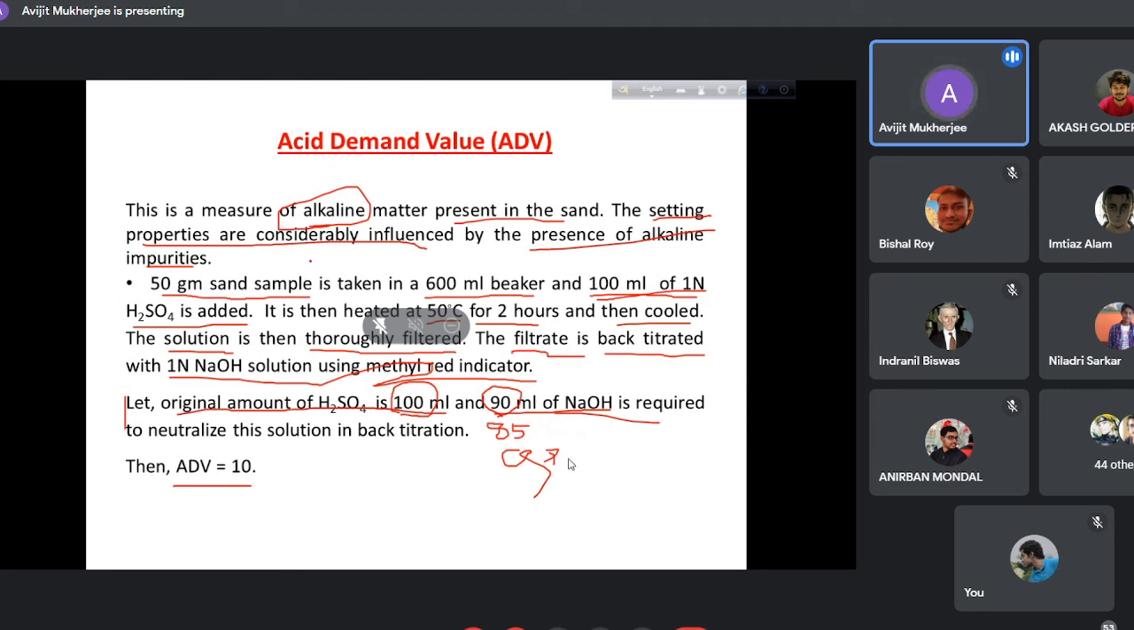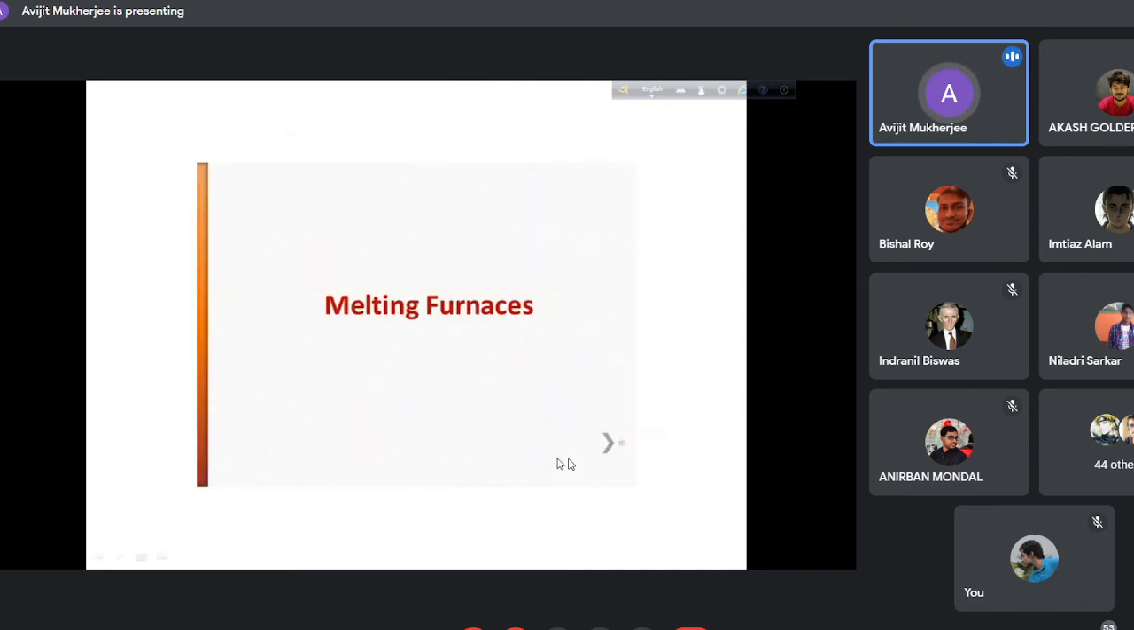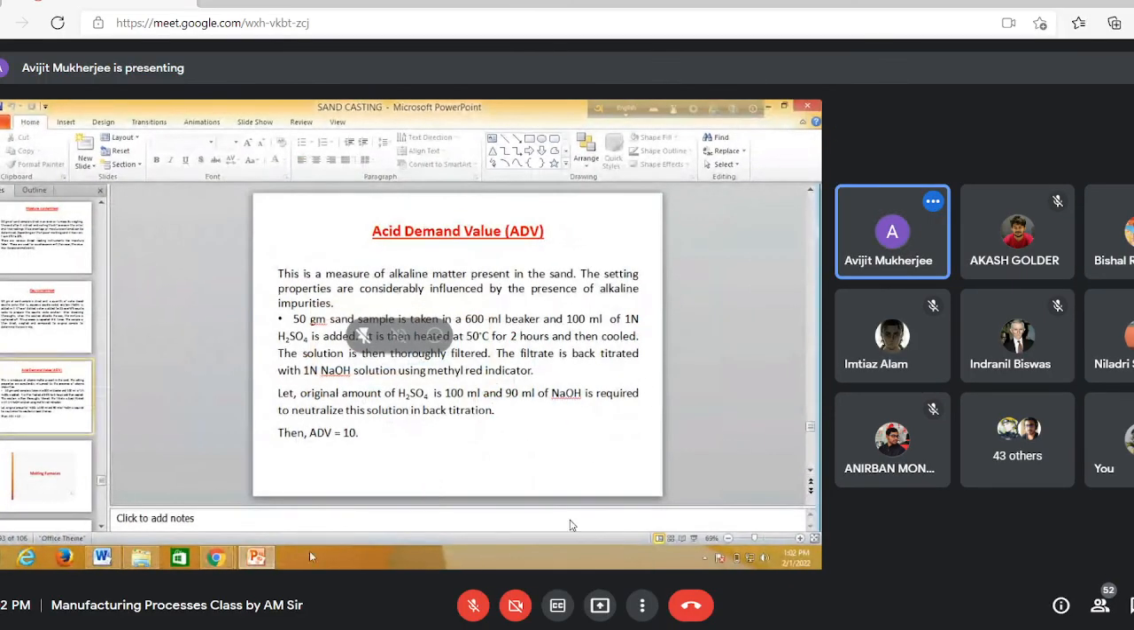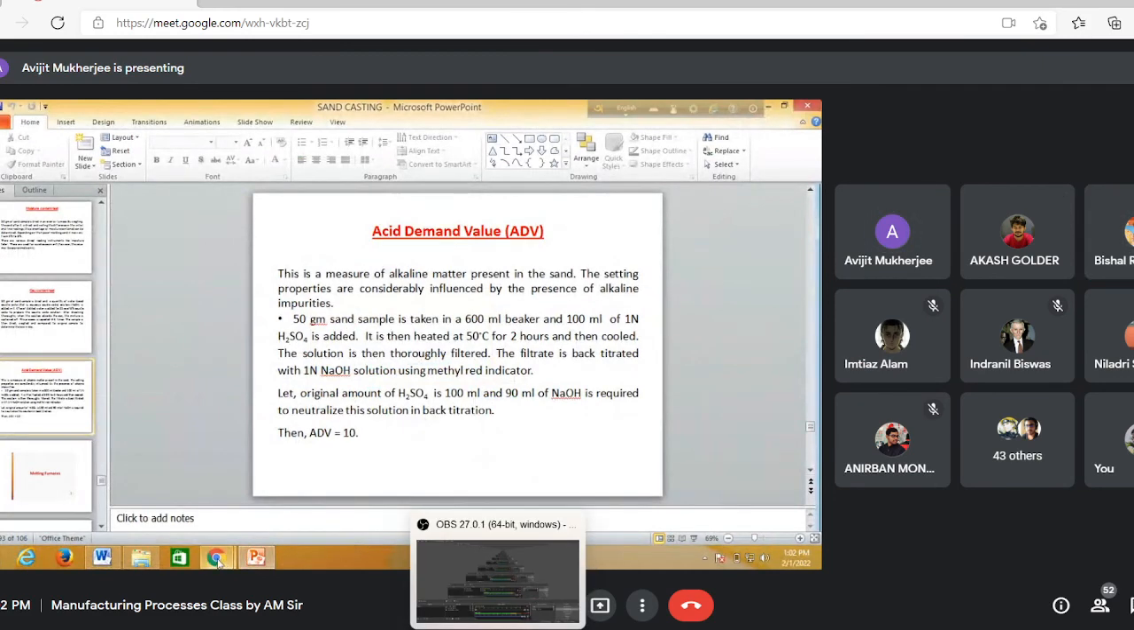And why is it not preferred? Because it will hamper the setting properties. So this test is not very frequent. So now any question on this? Because today we don't have time. So next class we shall proceed from here.